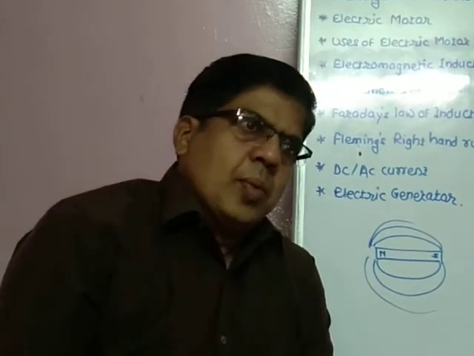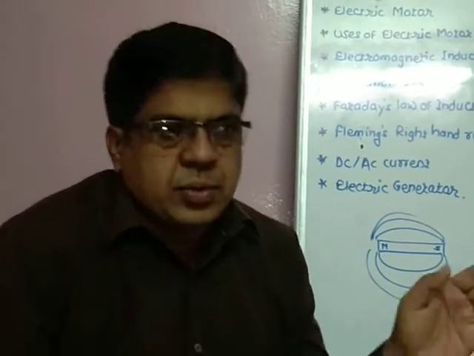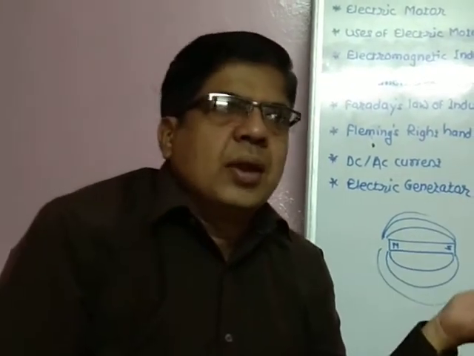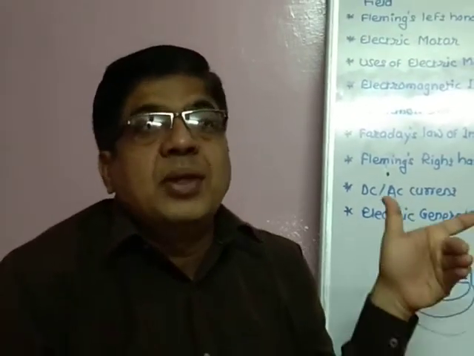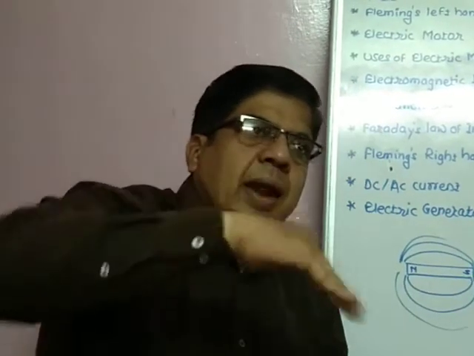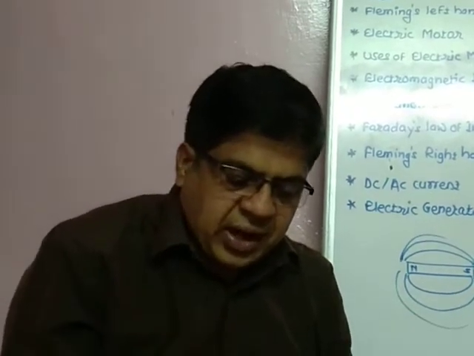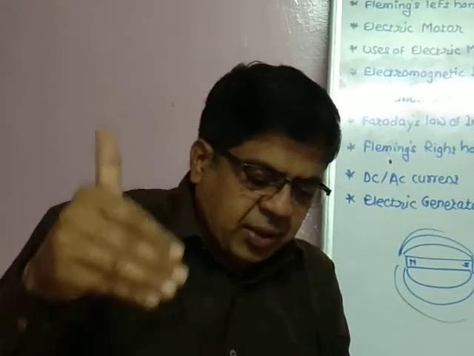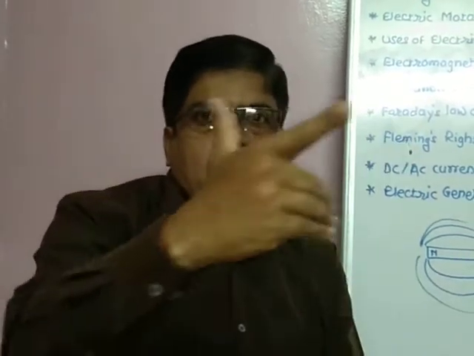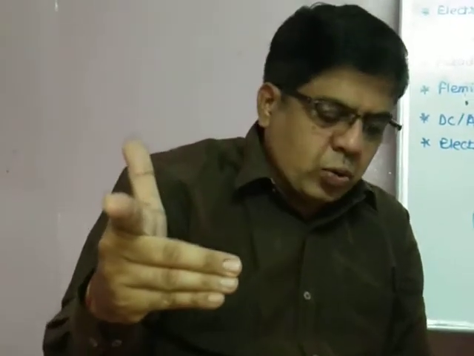Now the next point is Fleming's right hand rule. Just a few minutes ago, we got information about Fleming's left hand rule. Similarly, another rule is Fleming's right hand rule. Fleming's right hand rule is: stretch the thumb, index finger and middle finger. Look at my hand position. Stretch the thumb, index finger and middle finger, all perpendicular to each other.